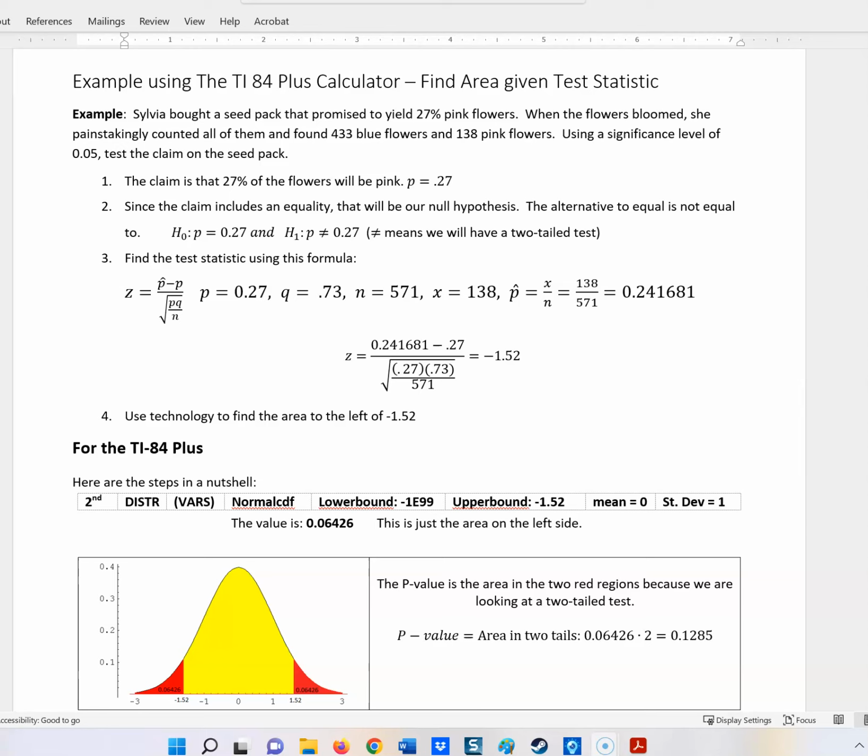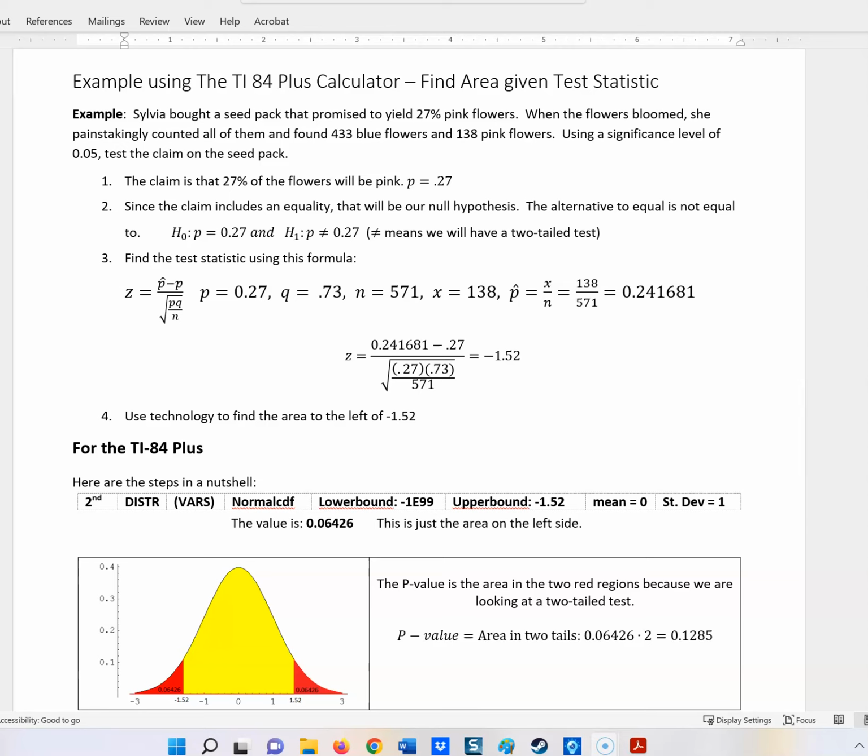So this is an example where someone bought a pack of seed that was supposed to yield 27% pink flowers. When they bloomed, she counted them and found 433 blue flowers and 138 pink flowers. Using a significance level of 0.05, test the claim on the seed pack.